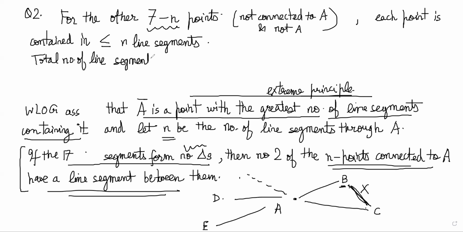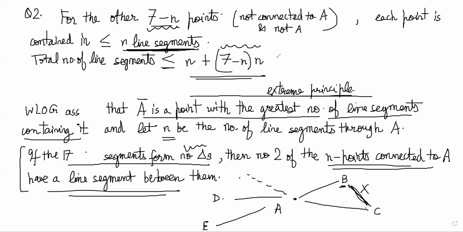So the total number of line segments in this situation will become n line segments that pass through A plus 7 minus n times n. This is the maximum value, right? Why are we saying this, 7 minus n times n? Because each of the 7 minus n points will have less than or equal to n line segments through them, right? So the total number of line segments through them would be 7 minus n times n maximum, right? And we have n line segments that pass through A, and we have already realized that there can be no other line segments like this. These are not allowed because then the triangles will be formed.